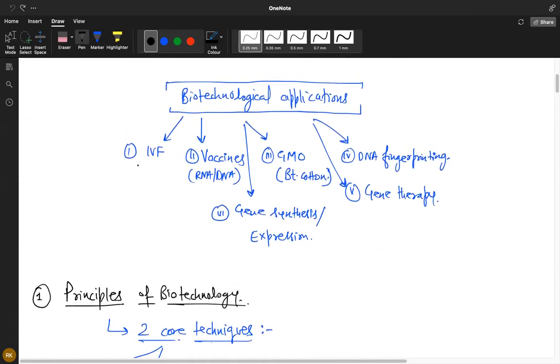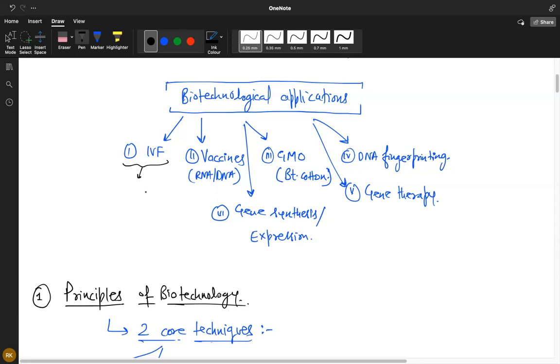In vitro fertilization. So what are we doing here? We are making the sperm and the ovum, which are the human gametes, fertilize with each other outside the human body, in vitro. So it's called in vitro fertilization, and then the embryo is implanted back into the human female's womb or uterus. Correct? That's what is done, right?